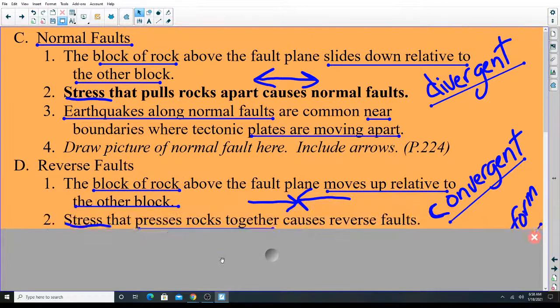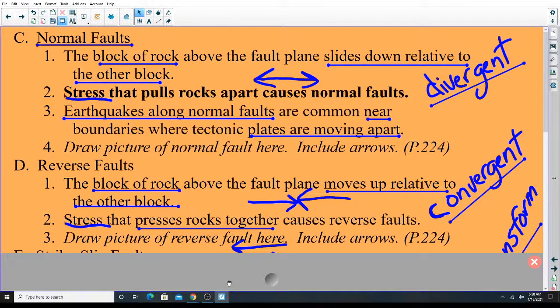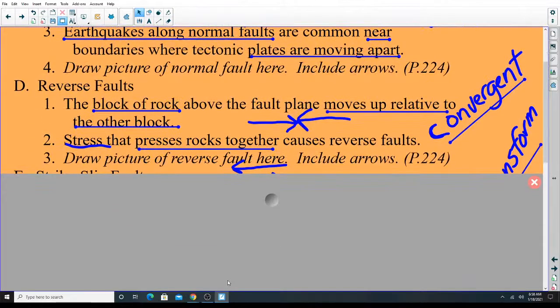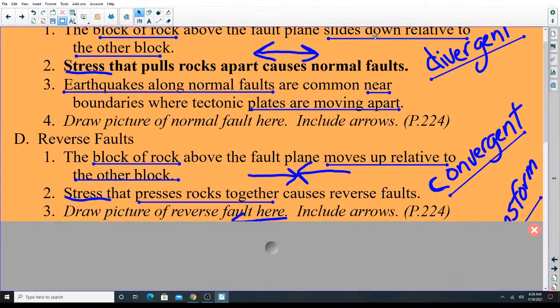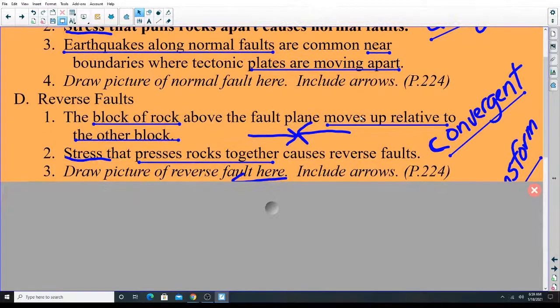The second type of fault is called a reverse fault. Now, in a reverse fault, it is almost exactly opposite of a normal fault. So, the first one says the blocks of rocks move along that fault plane. One moves up relative to the other block. Whereas you notice in a normal fault, it said one moves down relative to the other. In a reverse fault, one moves up.